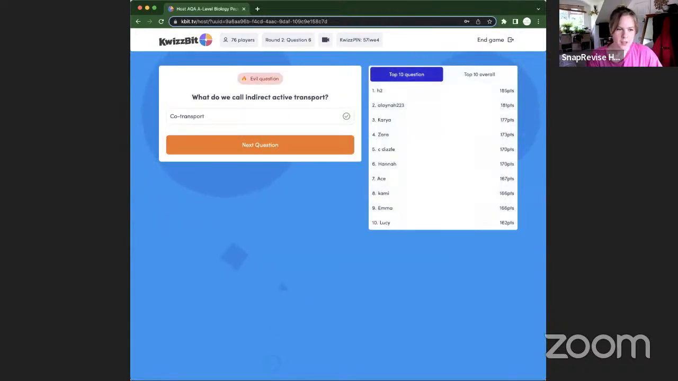Okay, the answer for that one was co-transport. So that's the coupled movement of substances across a membrane via a carrier protein. So co-transport is indirect active transport.